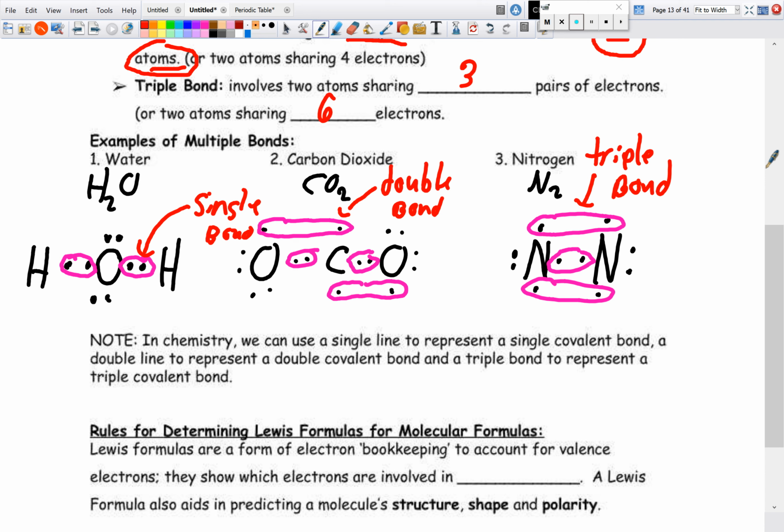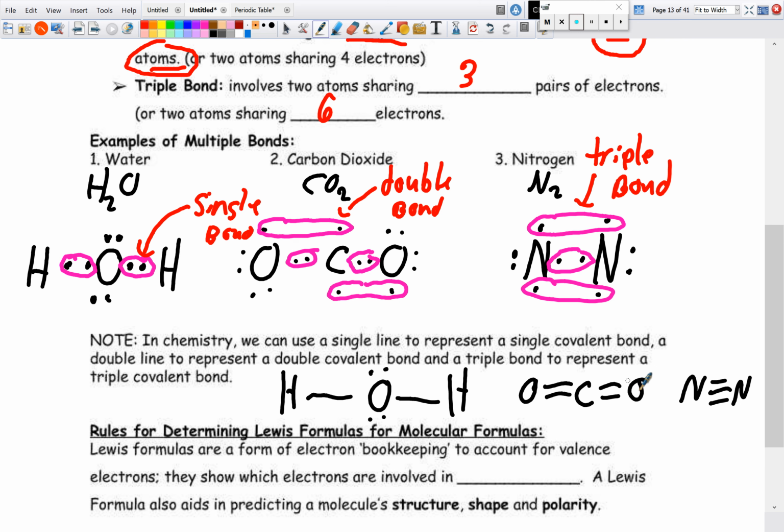Now, of course, and we're going to get to this later, we can use a single line to represent a single covalent bond. So for example, with our water, if we want to make this a little neater, we can write H, a single line for that single covalent bond, O, and then H. So that will be the same thing. And same thing if it's a double bond: we can write O, double bond, C, double bond, O, and the triple bond looking like that. So it is possible to change out the single lines with double lines or triple lines. But that is fine. We're going to get to that next on the next page anyway.